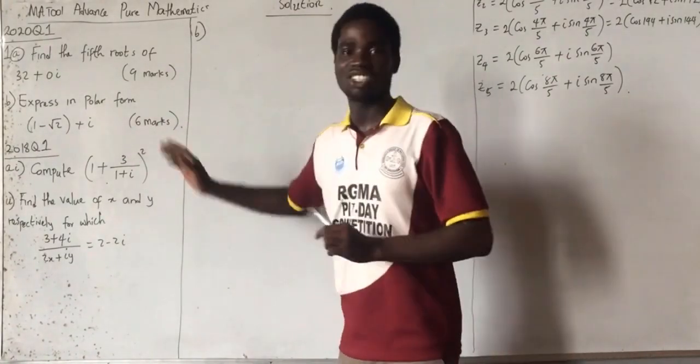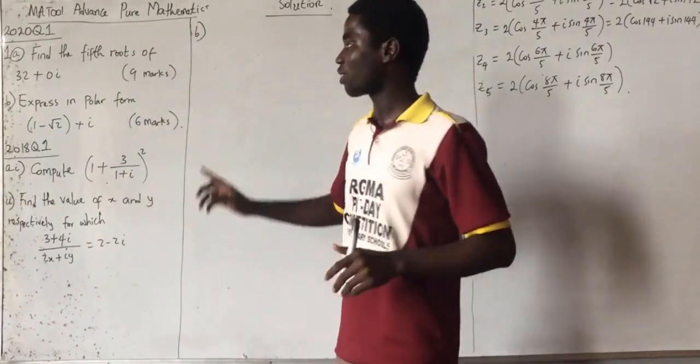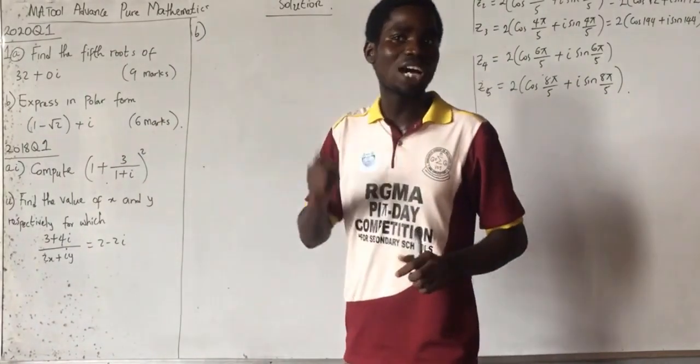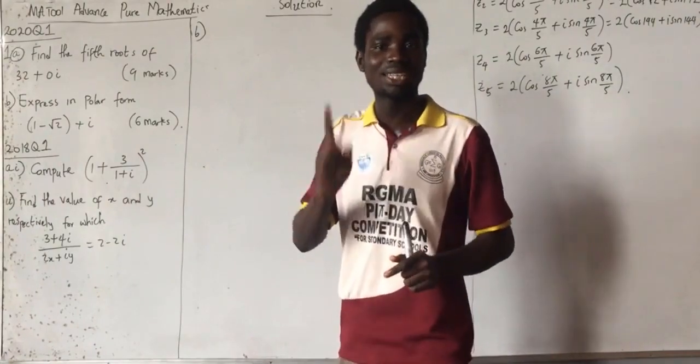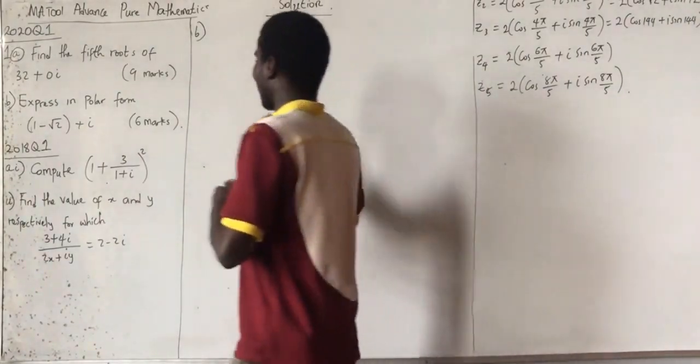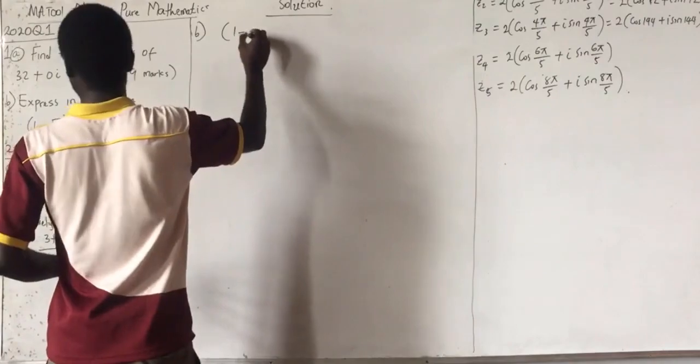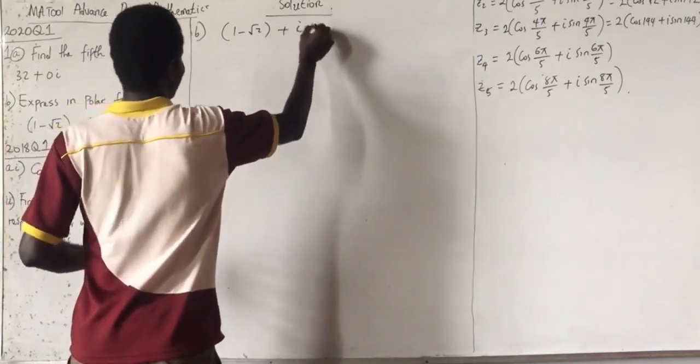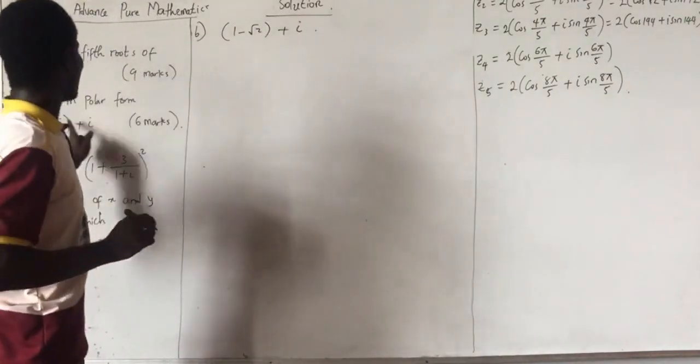I will solve it because this is a theory question. You need to show workings. But assuming it's an objective question, I'm going to show you how to use a calculator to solve it much later. But pay attention to this now. I have 1 minus root 2 plus i. In this case, convert to polar form.